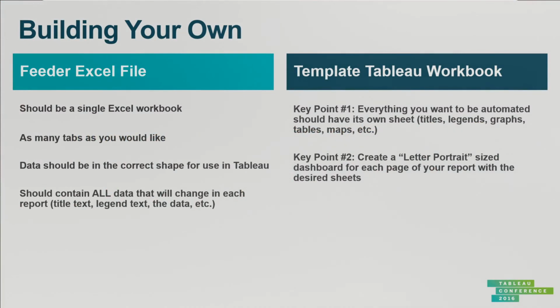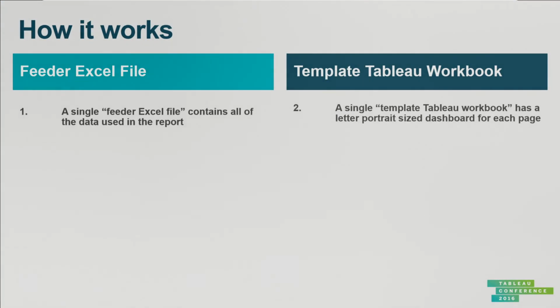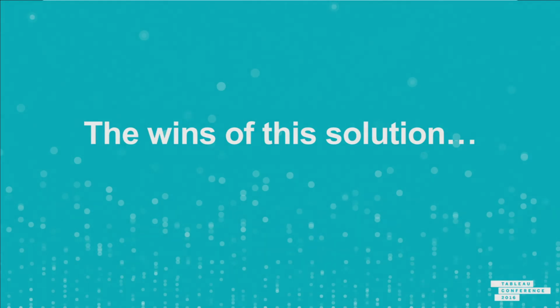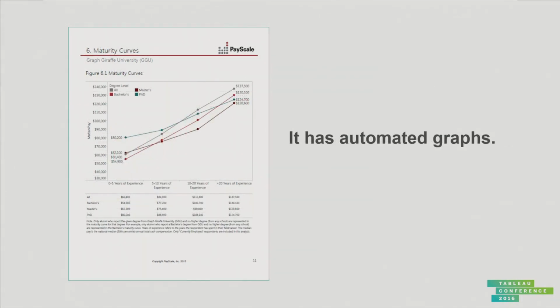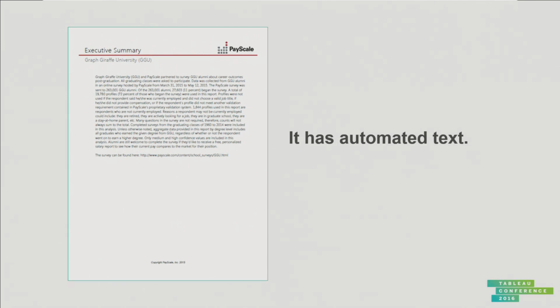You said something about automated text. Yes. I'm going to get all the way back to it. It's not going to take that long. I don't have that many pages. This guy is a pretty standard blurb. So it says, Graph Draft University and PayScale partnered to survey GGU alumni about career outcomes post-graduation, and so on. The survey was hosted on PayScale from March 11th to May 12th. So it is a sheet where multiple things are dragged onto the text field.